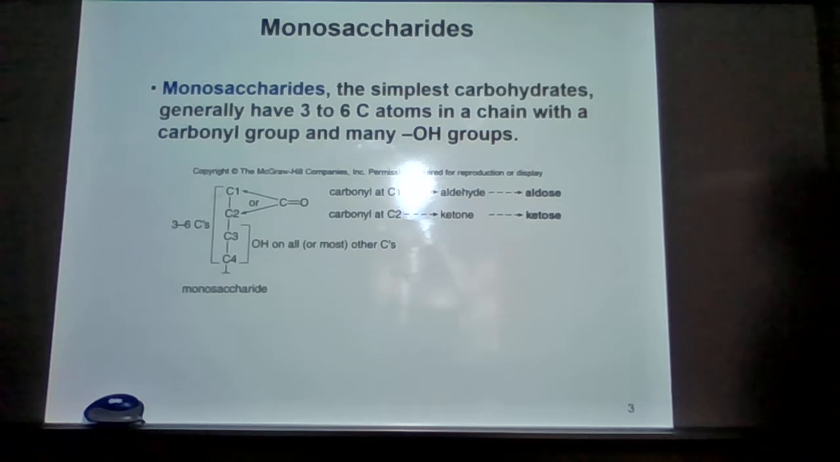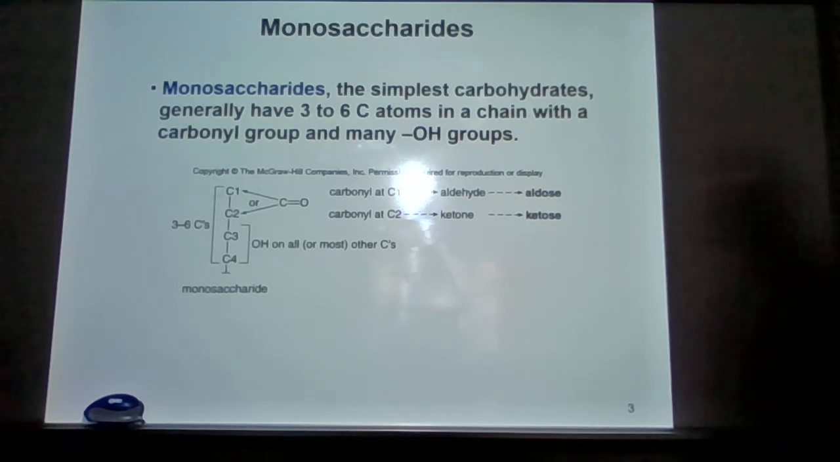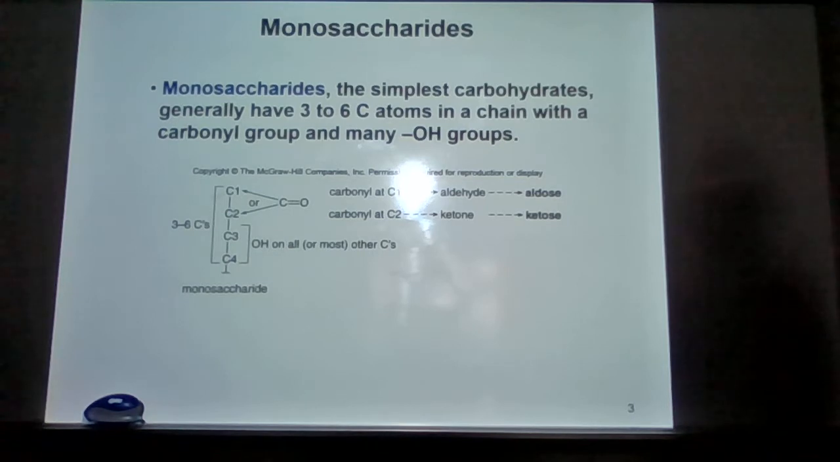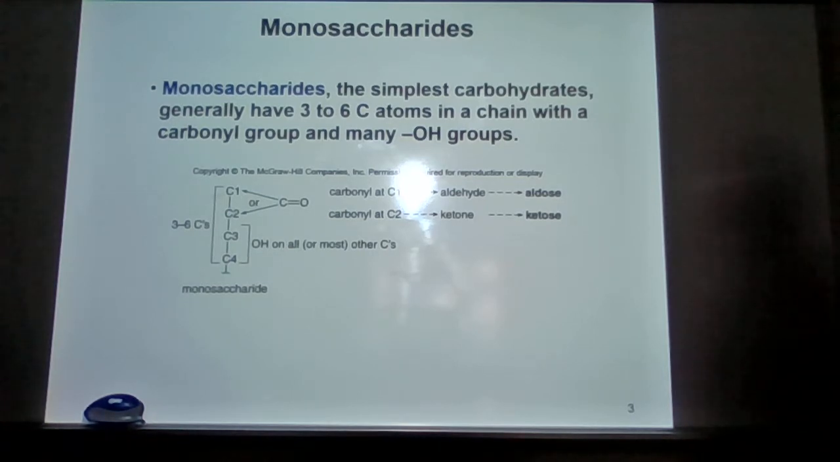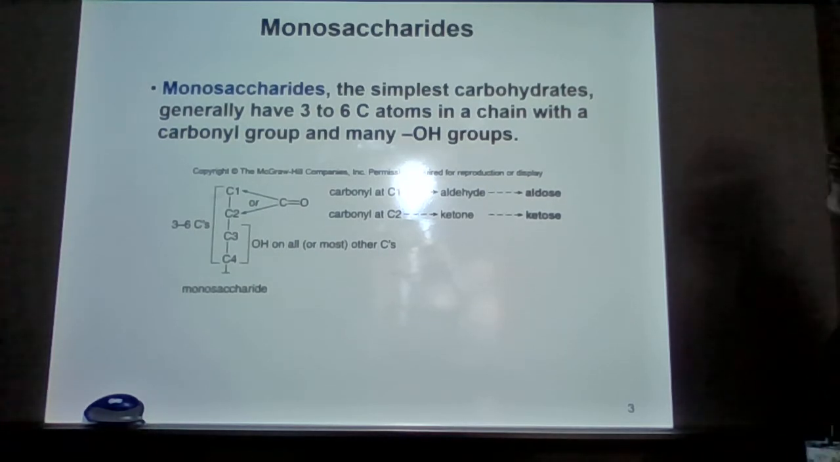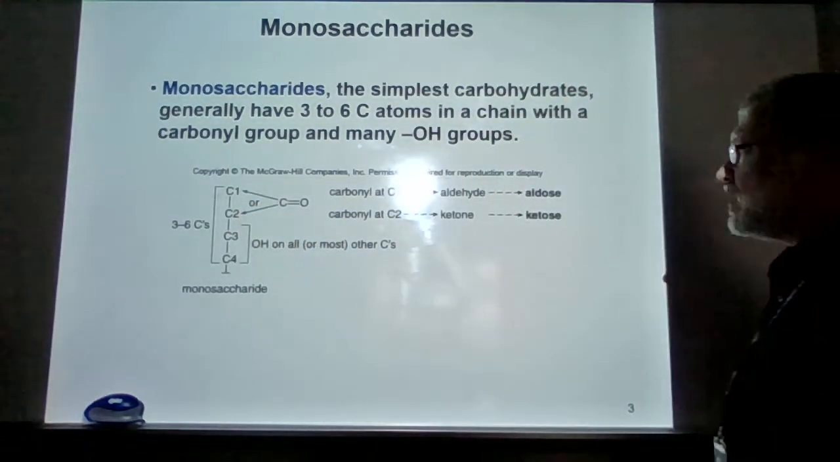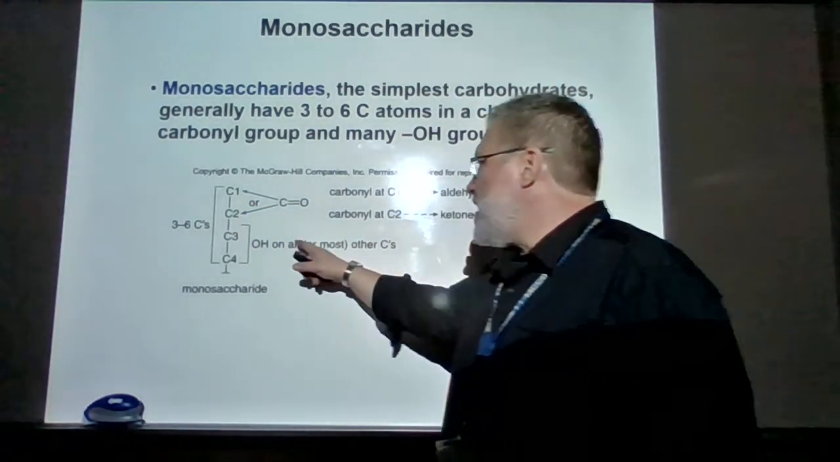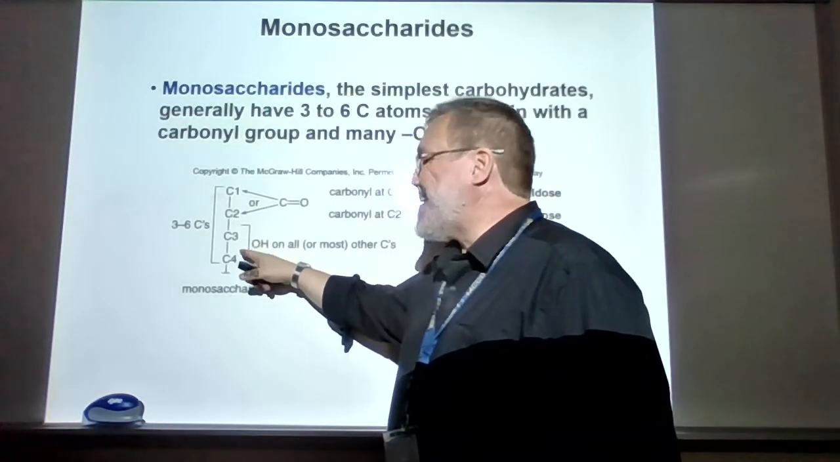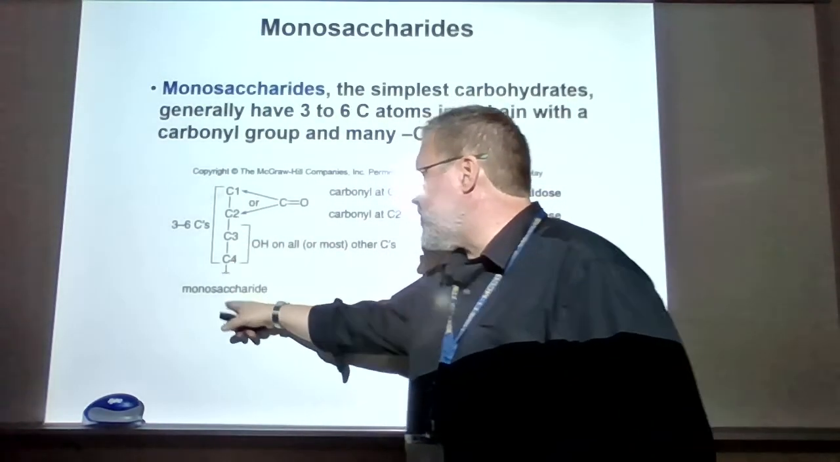First, the simplest kind of saccharides are known as monosaccharides. These are the simplest of your carbohydrates. They have generally 3 to 6 carbon atoms in a chain with a carbonyl group at C1 or C2 and OH groups, depending on the identity, at C3, 4, 5, and 6.